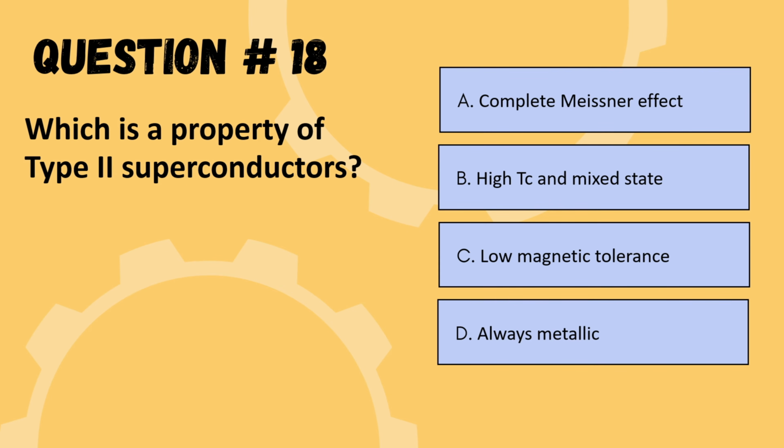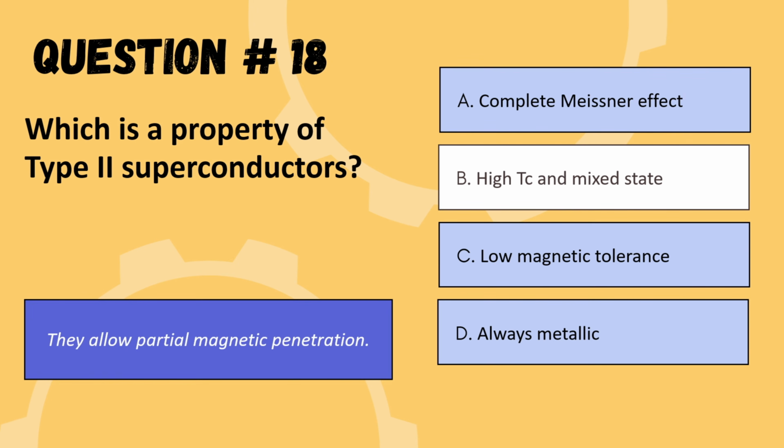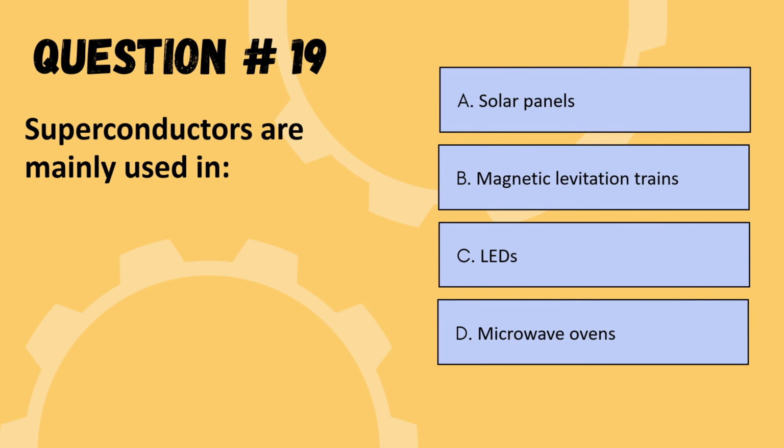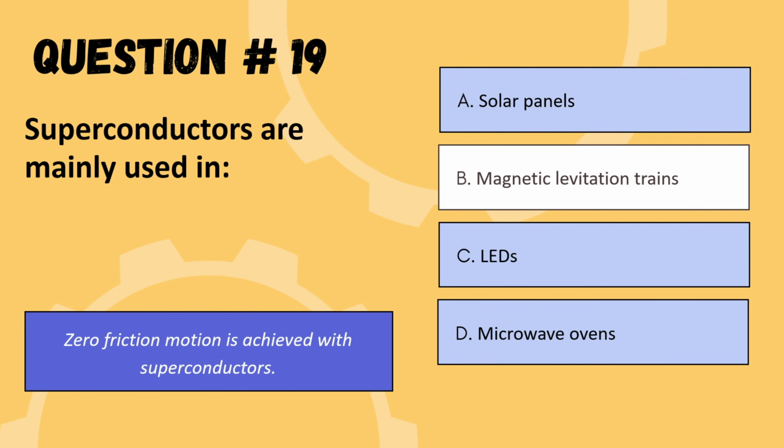Next question is: which is a property of type 2 superconductor? Options are complete Meissner effect, high TC and mixed state, low magnetic tolerance or always metallic. So the correct option is option B, high temperature and mixed state. So we are moving to the next question. Next question is: superconductors are mainly used in, options are solar panel, magnetic levitation train, LEDs, microwave ovens. So the correct option is option B, magnetic levitation train. So we are moving to the next question.